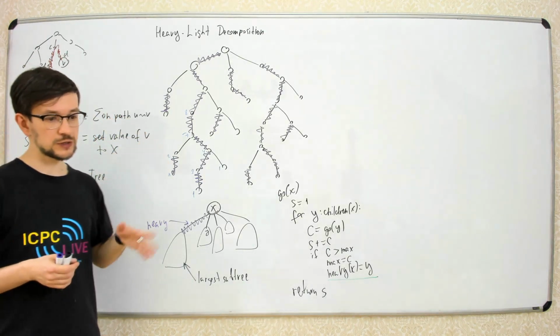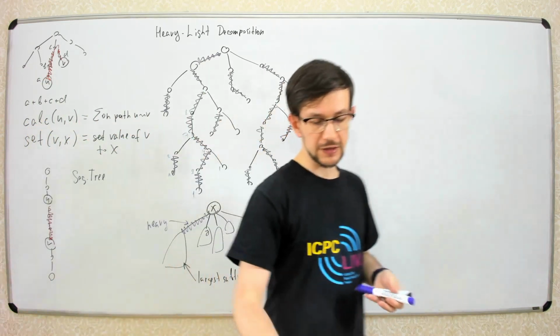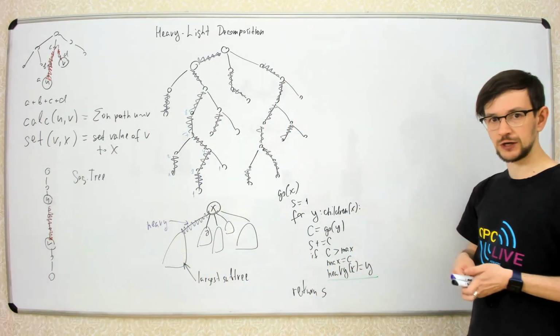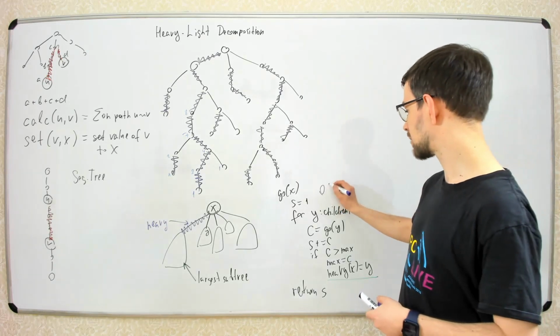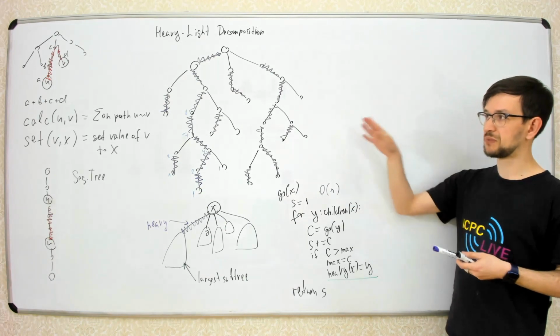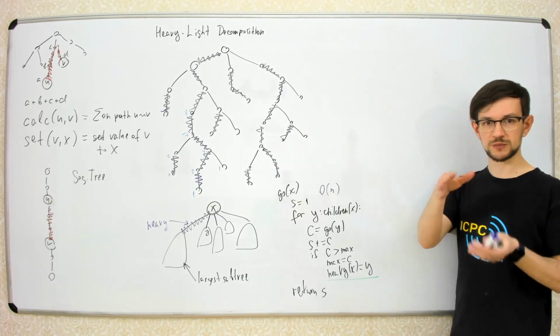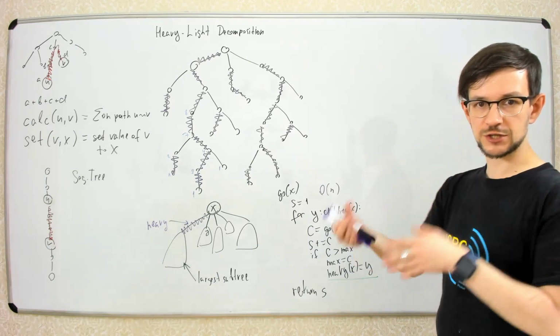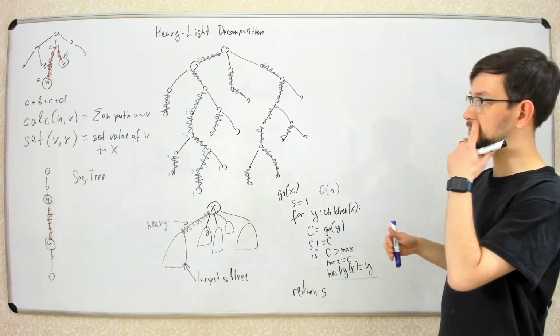And the cool thing is that you can do it in linear time. So this recursive procedure actually works in linear time. So the total time of this procedure will be n. So in linear time, we can split all the edges into light edges and heavy edges. Cool.